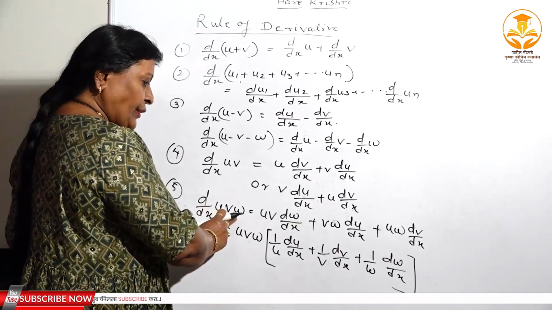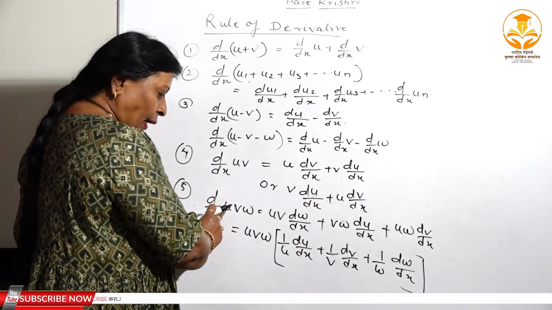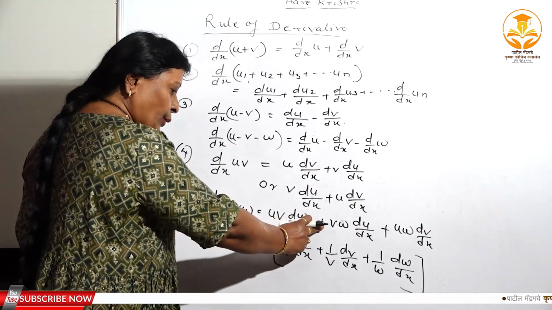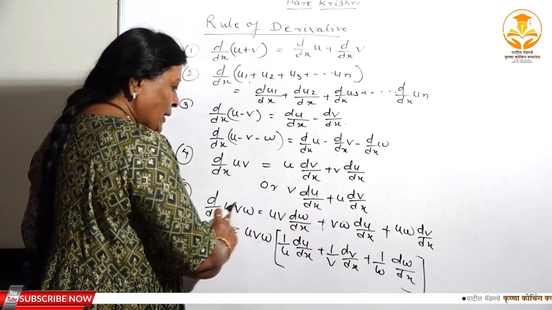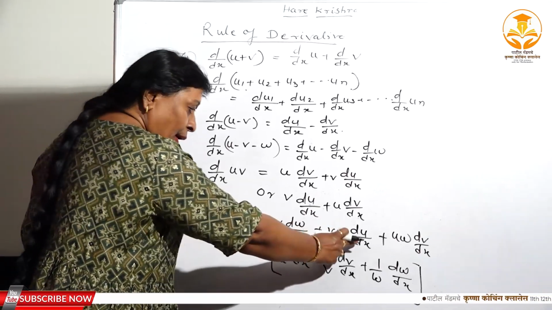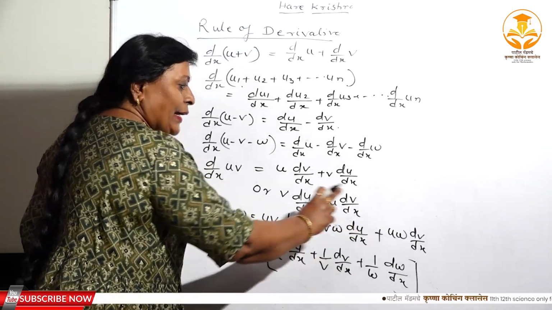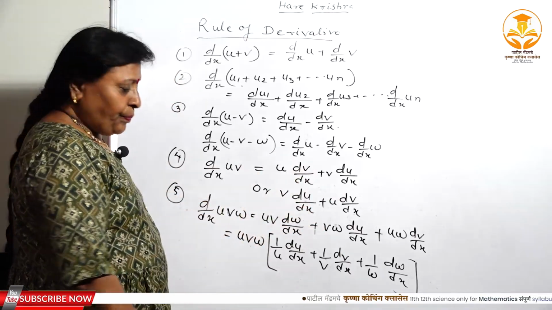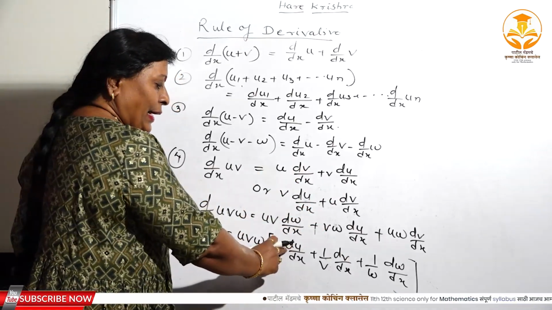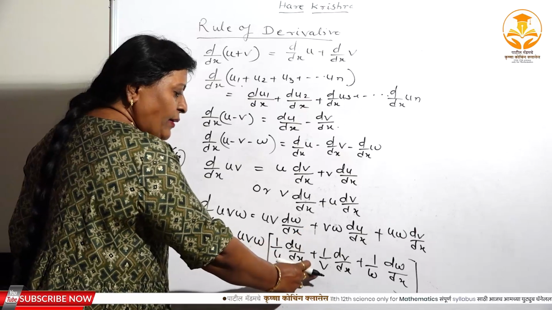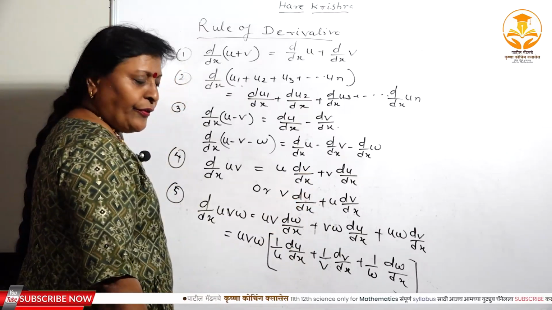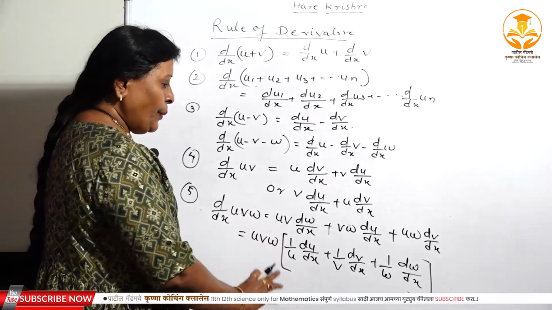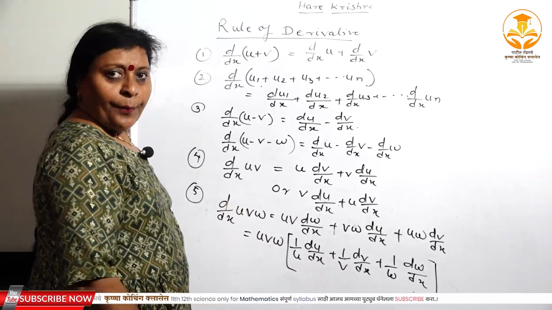Whenever there is a product of three functions, first you can keep UV as it is, take the derivative of W, then plus you have to give the sign, VW remain as it is, take the derivative of U, plus UW remain as it is, take the derivative of V. Otherwise UVW you can write as it is, again 1 by U remain as it is, take the derivative of U, plus 1 by V remain as it is, take the derivative of V, again 1 by W remain as it is, take the derivative of W, isn't it? In this way also you can apply the rule.